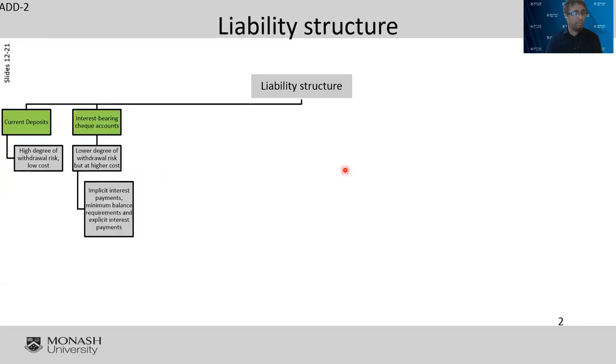We have also the interest-bearing check accounts. This is usually for businesses. This is a low degree of withdrawal risk, but it's a higher cost. And here we pay interest, but very little interest. So the implicit interest payments is paid on the minimum balance requirements, and explicit interest payments also is calculated.